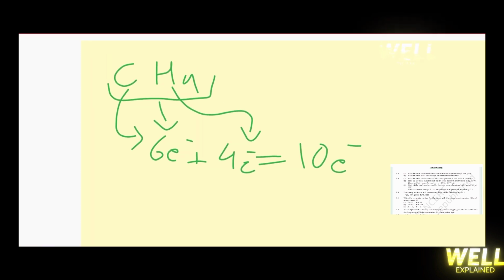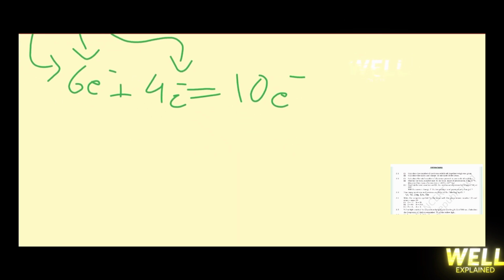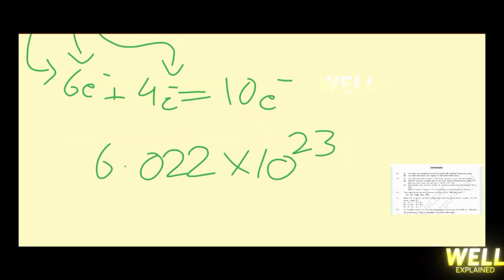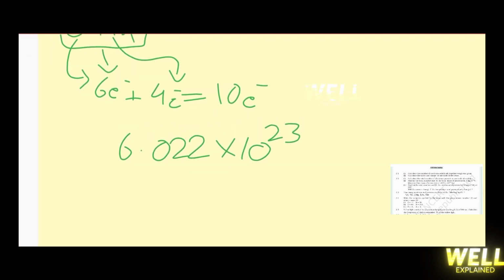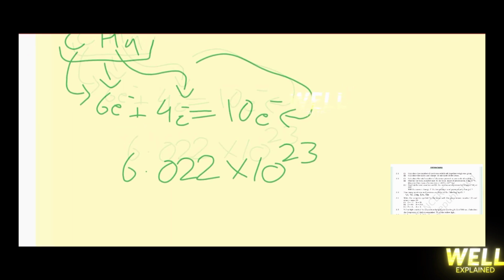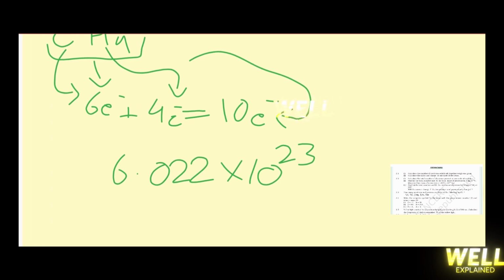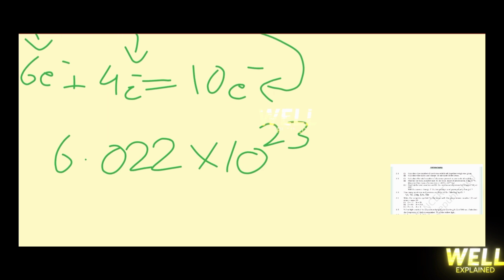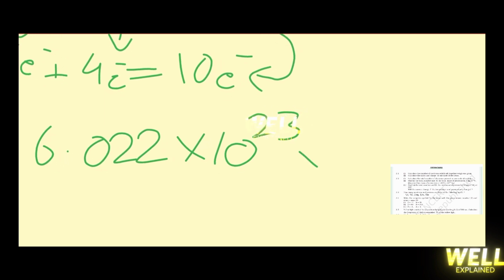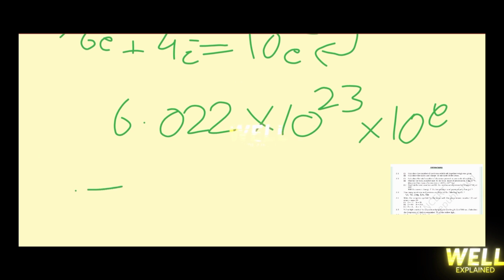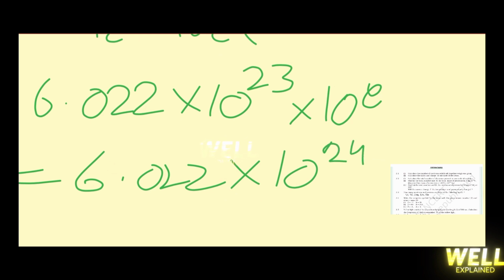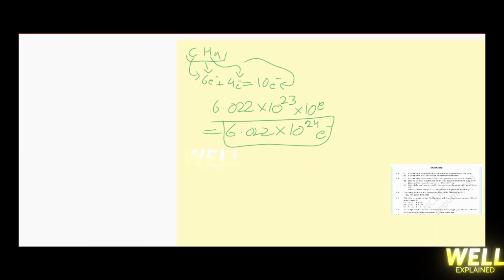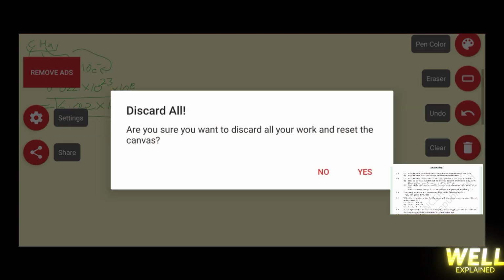The question is asking for the total number of electrons present in 1 mole of methane. So for 1 mole of methane, I will have 6.022 into 10 to the power 23 molecules of methane. 1 molecule has 10 electrons, therefore 1 mole of molecules will have 6.022 into 10 to the power 23 into 10 electrons, which will give me 6.022 into 10 to the power 24 electrons. It was as simple as that. Let us move to the second part now.